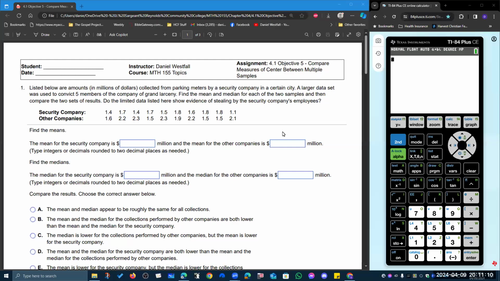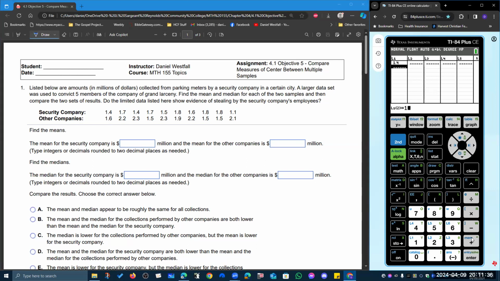This video, we're going to talk about 4.1 Objective 5, where we compare measures of center between multiple samples. I'm going to be using my TI-84 calculator to help me do this. So let's go ahead and get started. In the stat menu, we're going to go into edit and we're going to enter this data. One list for the security company and the other list for the other companies.